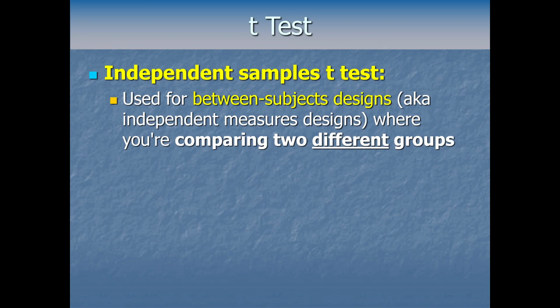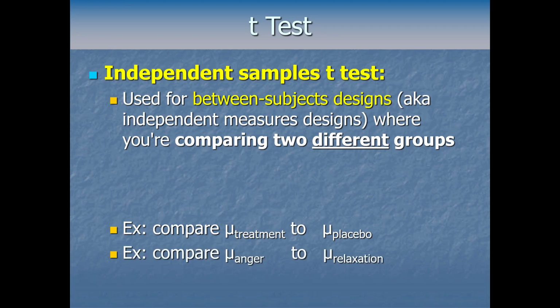This is what you would use for between subjects experimental designs. Sometimes you'll hear this called independent measures designs, or any other situation where you're comparing two different groups of scores. So for example, you might have a hypothesis about your new treatment, so you want to use inferential statistics on your sample to test a hypothesis comparing treatment to placebo. Or maybe you want to compare the group you assigned to read an angry story to the group you assigned to become relaxed in an experiment in order to make some inferences about anger versus relaxation out in the population.